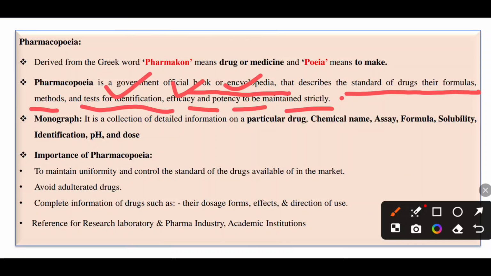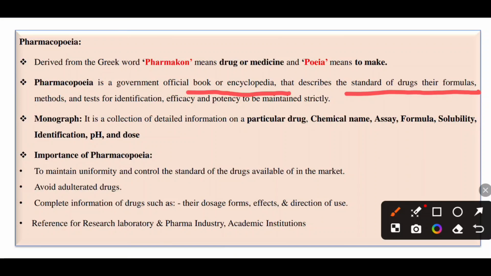That means which identification tests are required to identify such drugs. After preparing the medicine, how do you identify whether it is paracetamol or pantoprazole? There are many identification tests present inside the pharmacopoeia. So before preparing any type of medicine, you have to follow the pharmacopoeia. Clear? Efficacy and potency: what is the potential and therapeutic action of the drug? All this information is mentioned in the pharmacopoeia.